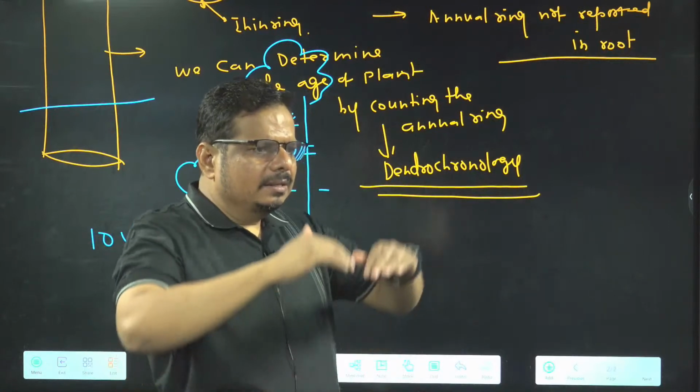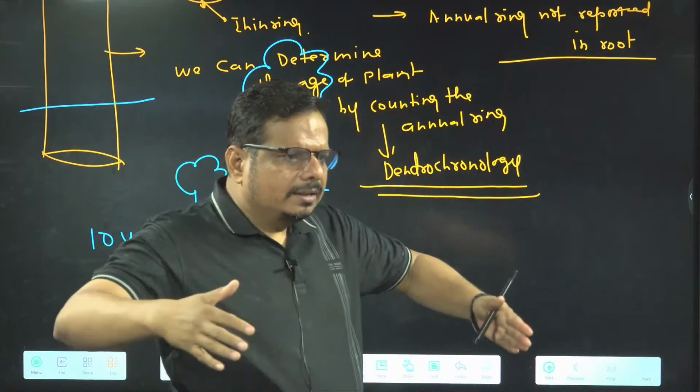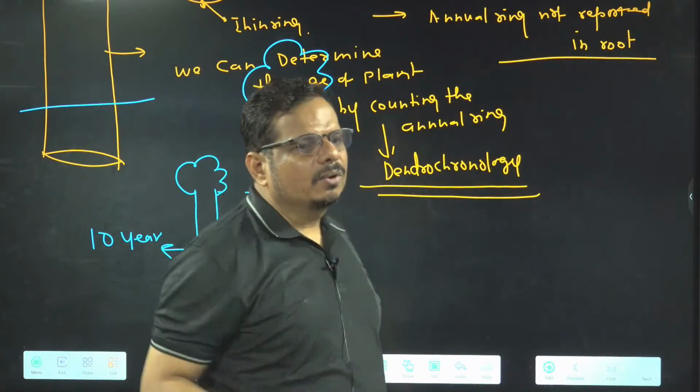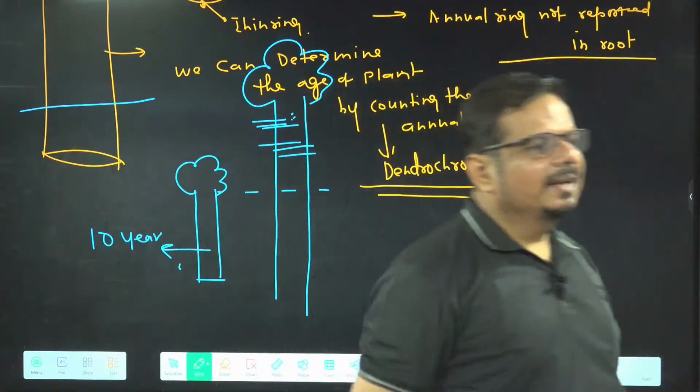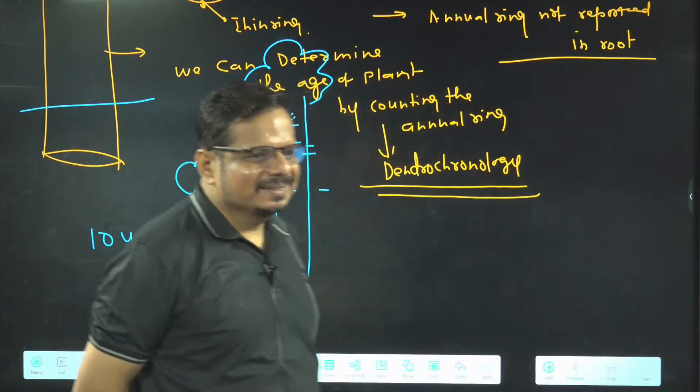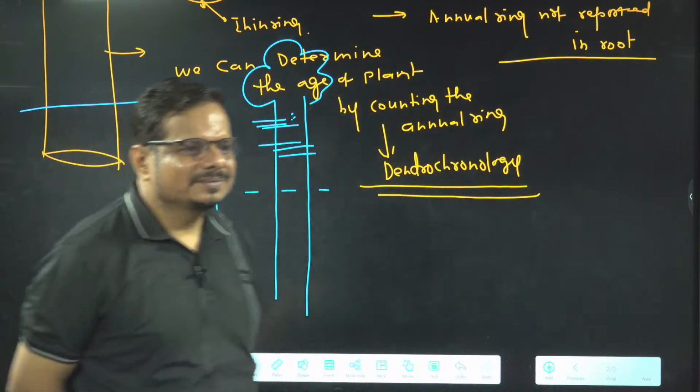So initially, after some primary growth, secondary growth also started. So the lower area has more annual rings and the upper area has fewer annual rings. Are you getting the idea? Did the clarity come or not?